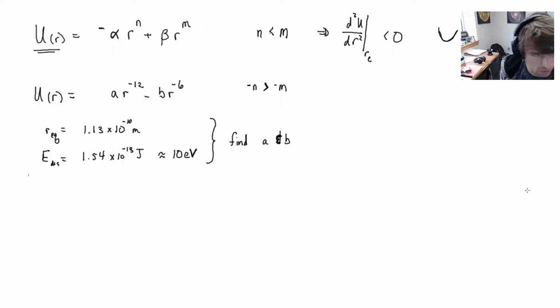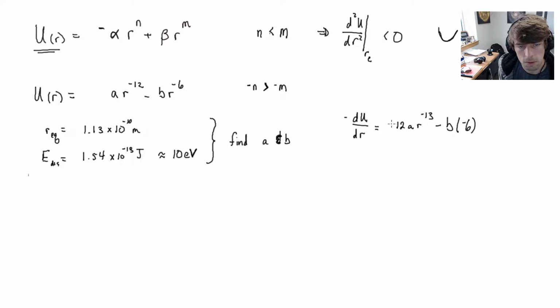So we're given these, and we're asked to find A and B. We could do the same song and dance. We could say, well, du/dr negative is equal to, we have 12 times A r to the negative 13th, minus B times 6. I guess I better put a negative sign here, negative 12. So we have minus B times 6 times r to the negative 7th.